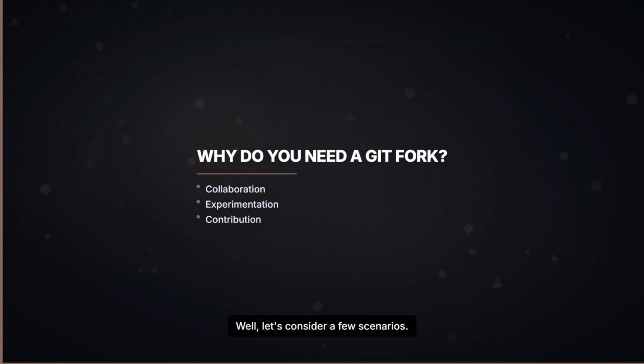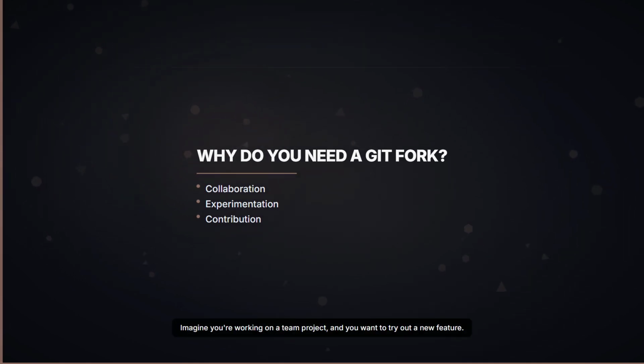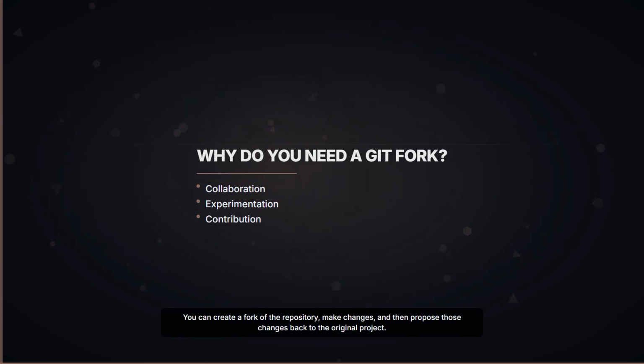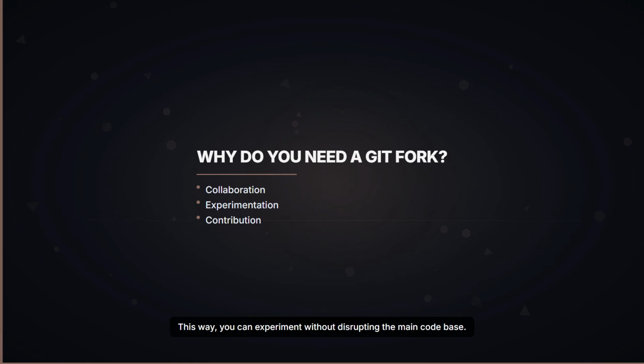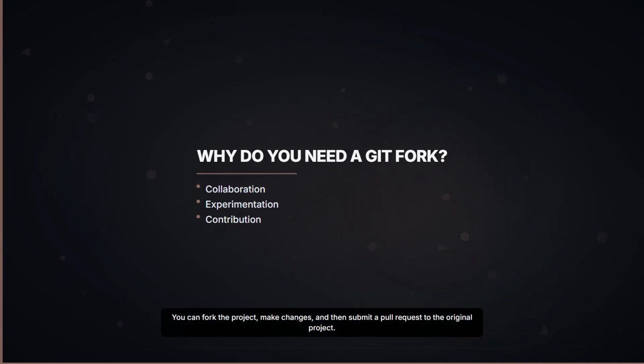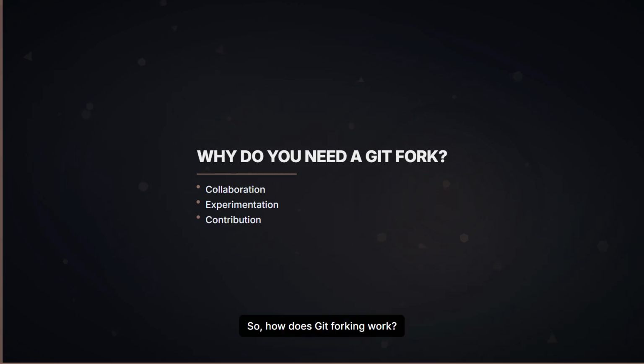Now, you might be wondering, why do you need a Git fork? Well, let's consider a few scenarios. Imagine you're working on a team project, and you want to try out a new feature. You can create a fork of the repository, make changes, and then propose those changes back to the original project. This way, you can experiment without disrupting the main codebase. Additionally, Git forks make it easy to contribute to open source projects. You can fork the project, make changes, and then submit a pull request to the original project.